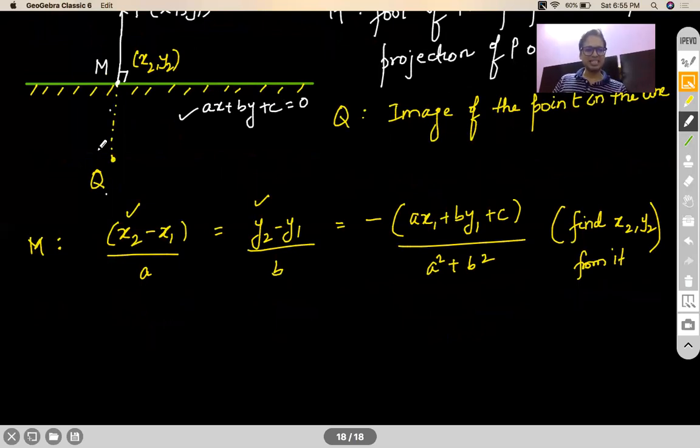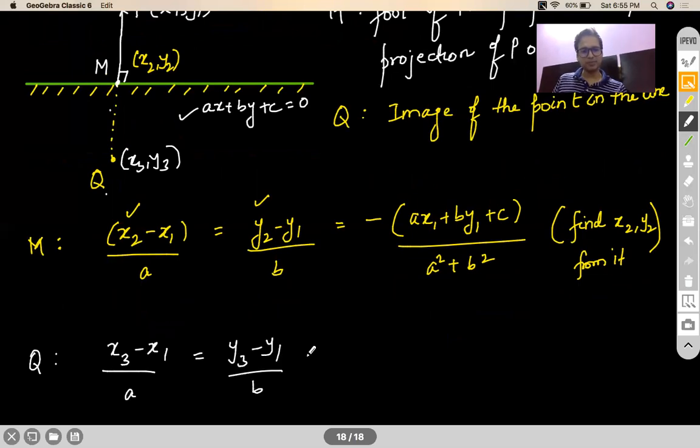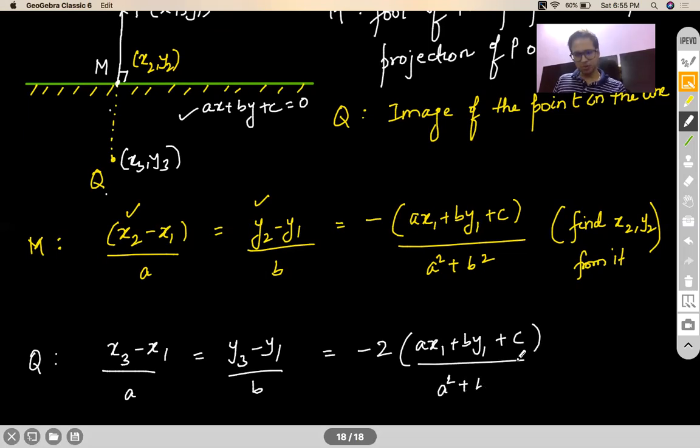Let's say this coordinate is x3, y3. So for Q, for getting your x3, y3, you can use this formula: (x3 minus x1) by A, (y3 minus y1) by B is equal to negative 2 (a x1 plus b y1 plus c) by (a square plus b square). I will prove this formula. So please first make a note of it. So from here you find your x3 and y3.